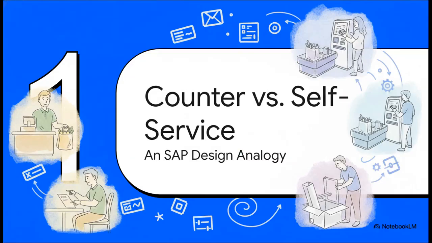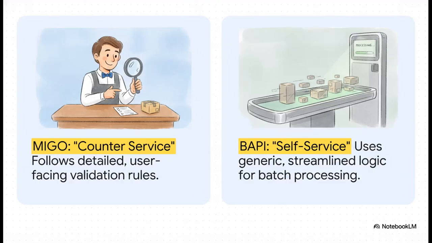Okay, to really get our heads around this, let's use a super simple analogy. I want you to think about the difference between ordering your food at a counter versus just using one of those self-service checkout kiosks. See, MIGO is like your counter service. You're talking to a person, right? It's interactive. So it's going to have all these detailed, specific checks to make sure your order is right. But the BAPI? That's the self-service checkout. It's all about speed, automation, processing a ton of orders at once. It's not designed for that one-on-one interaction. They are fundamentally built to follow two totally different sets of rules.